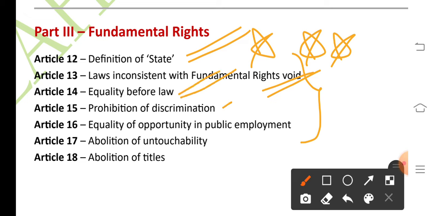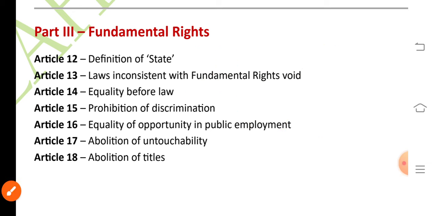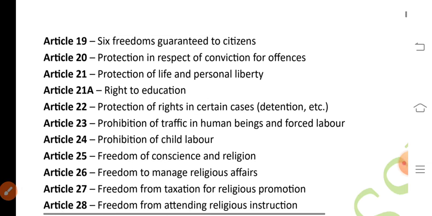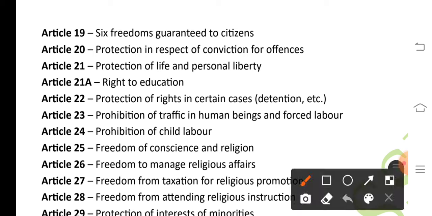Article 15, prohibition of discrimination. Article 16, equality of opportunity in public employment. Article 17, abolition of untouchability. Article 18, abolition of titles. Article 19, 6 freedoms guaranteed to citizens. Article 20, protection in respect.